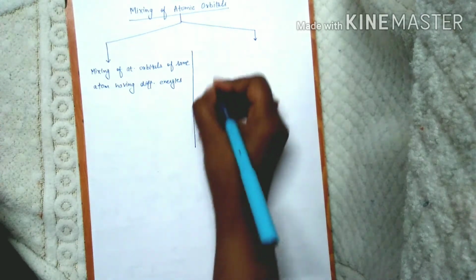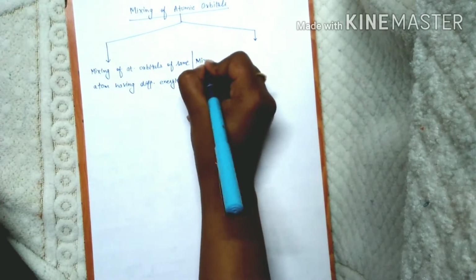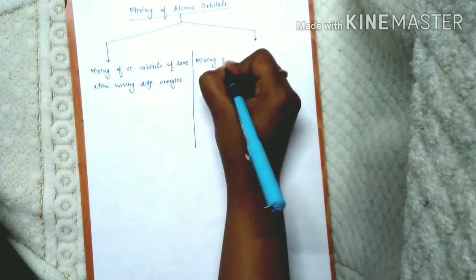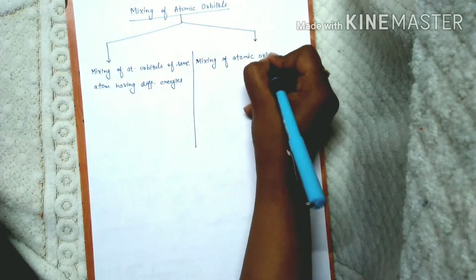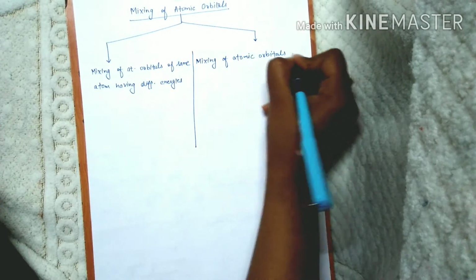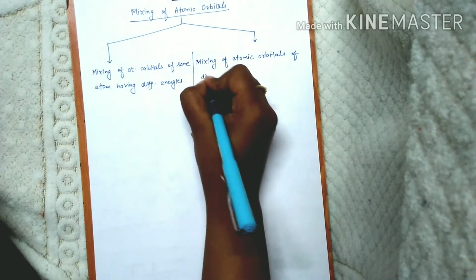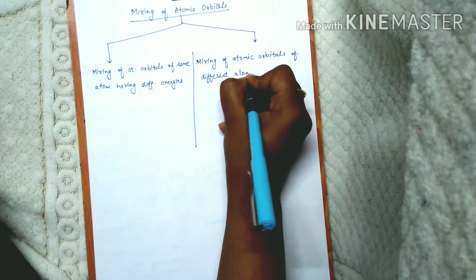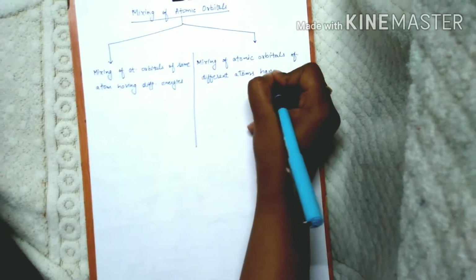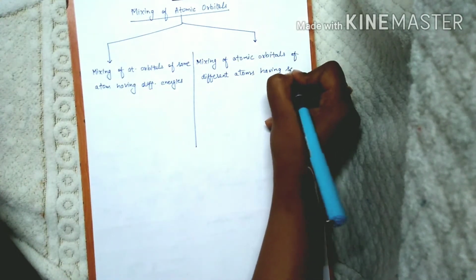or the second type of mixing can be the mixing of atomic orbitals of different atoms having the same energy.